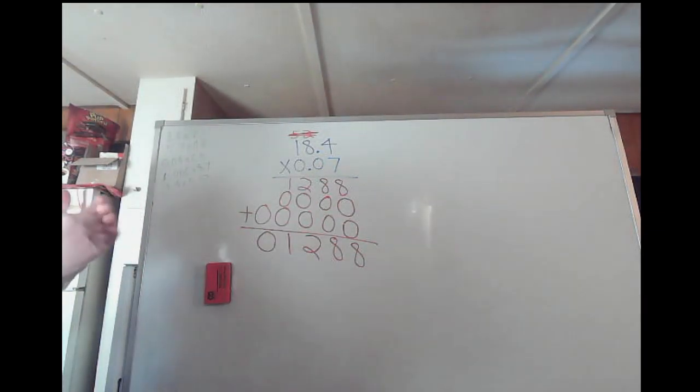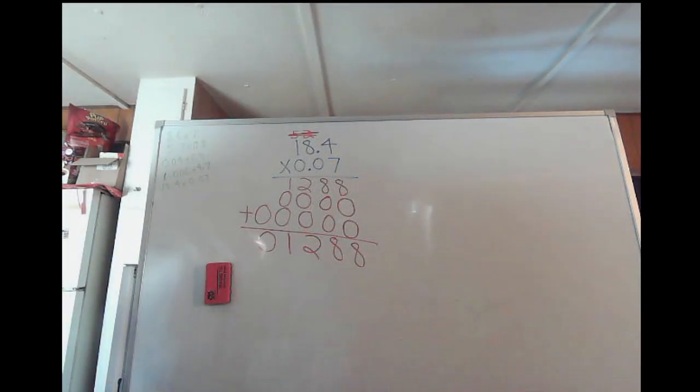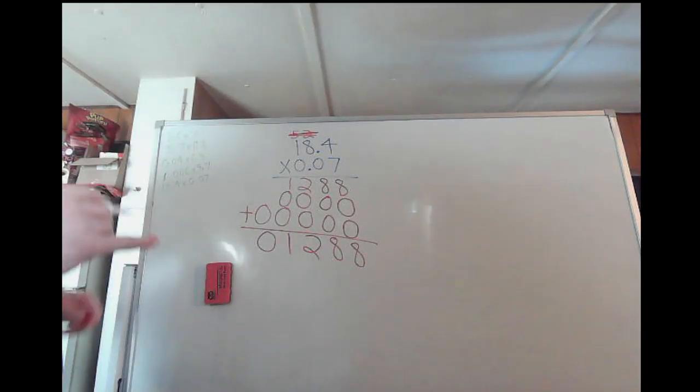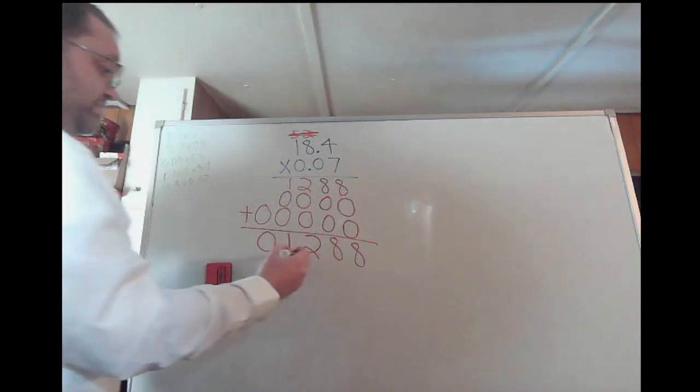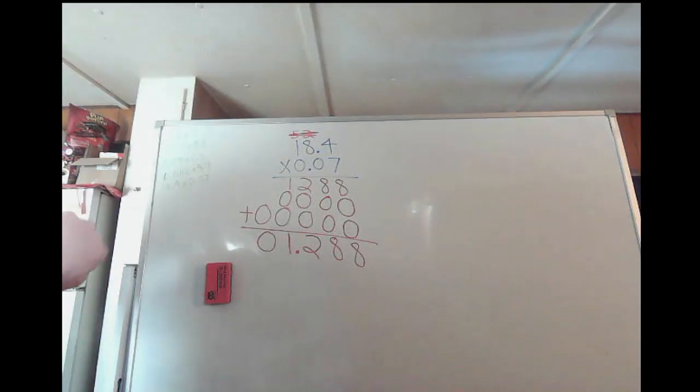Now the trick is with this to figure out how many decimal places we are going to need. The first term of the equation has 1 decimal place. The second term of the equation has 2 decimal places. So we're going to need a total of 3 decimal places. So your answer would be 01.288.